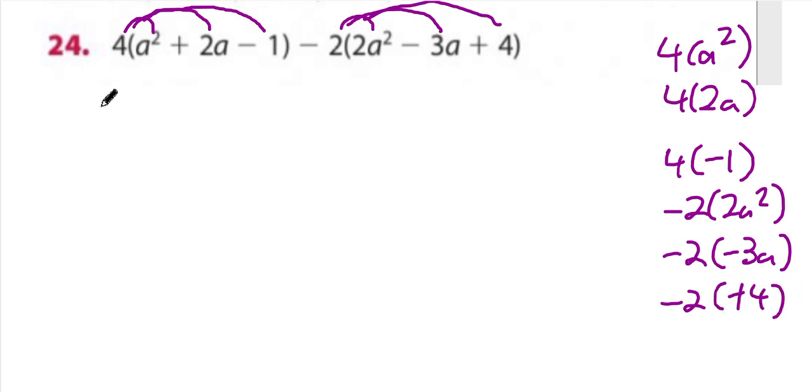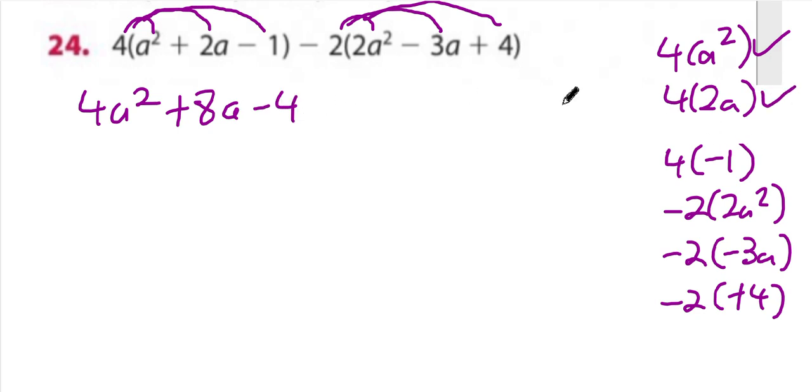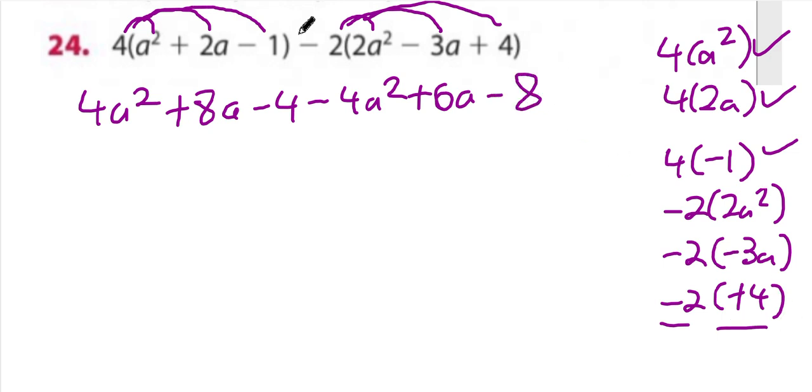4 times a squared, anybody? 4a squared. 4 times 2a? 8a. 4 times minus 1, minus 4. Minus 2 multiplied by 2a squared, minus 4a squared. Minus 2 multiplied by minus 3, 6a. Minus 2 multiplied by plus 4, minus 8.